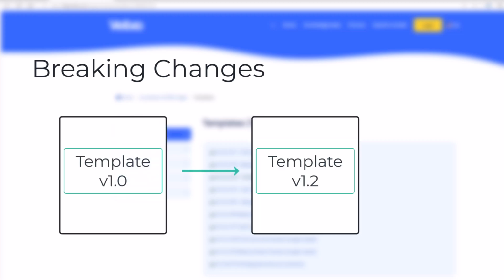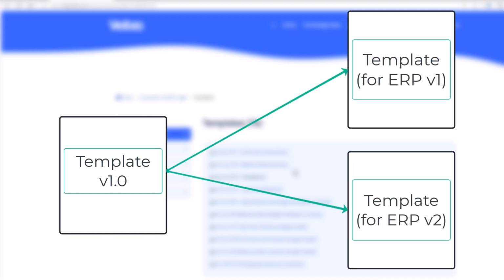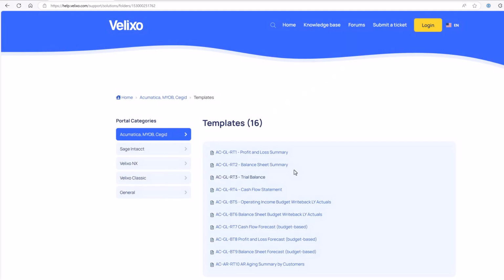However, it may sometimes be necessary to introduce such changes that could cause issues with your specific ERP version. In such a case, Velixo may branch a report template and document the different versions. Velixo maintains a list of all templates for our convenience in their online help center at help.velixo.com.